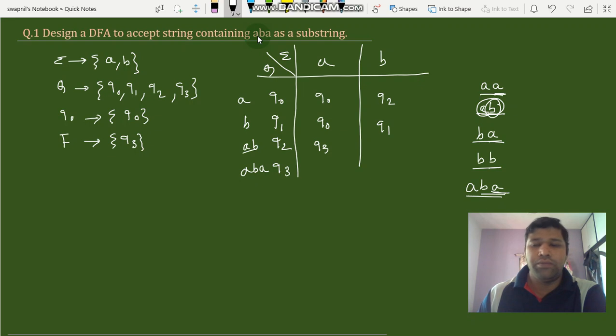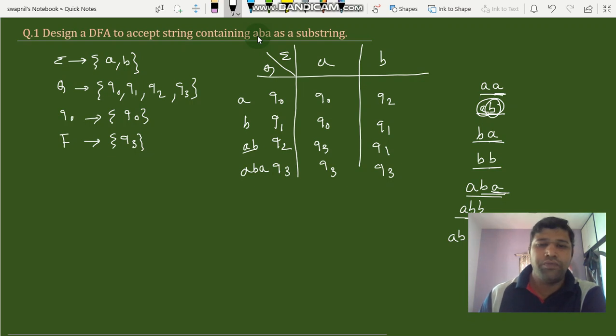Then ABB. I'll check for this B: a state is available, that is Q1. I'll check for BB and ABB: states are not available. So I'll settle on the previously matching state, that is Q1. The next is ABA. This already contains ABA, so any input we provide will always contain the string ABA. So I'll directly write Q3 here, and Q3 here.